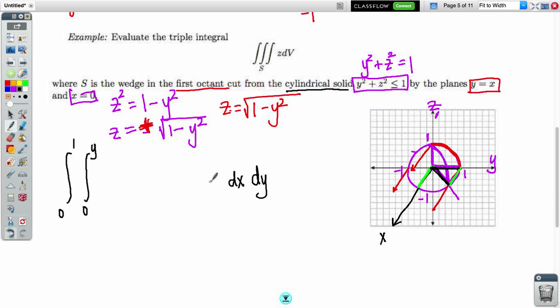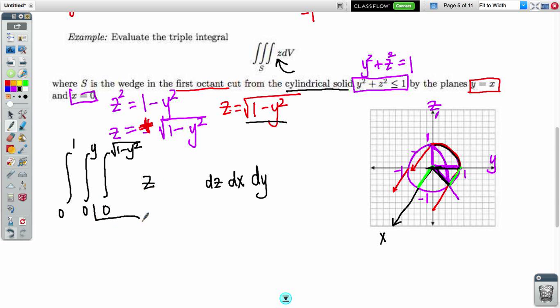And then the last variable that I need to integrate is with respect to z, and z goes from 0 all the way up to this curvy function, which we said was the square root of 1 minus y squared. So here's our setup for our integral. We made sure that our nice numerical limits are last, and the integrand given in the problem is just z.